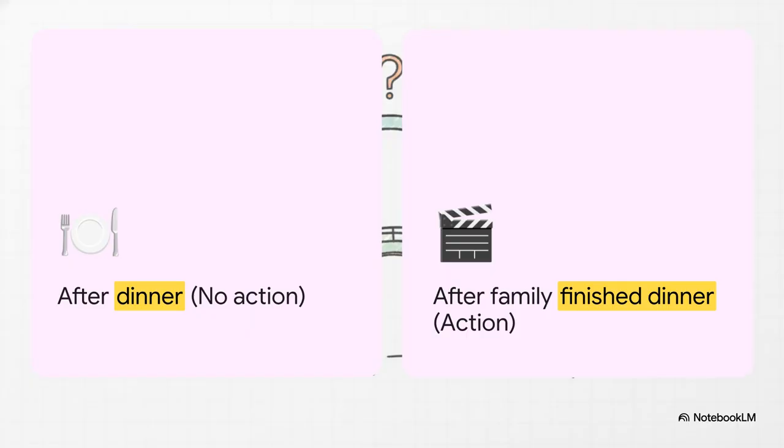I want you to imagine two movies playing on a giant screen. Movie 1 is called After Dinner. If you try to watch this movie, well, there's no action, it's just a time on a clock. Kind of boring. That's a phrase. But look at movie 2, After the Family Finished Dinner. Now we have some action. We can literally picture the family sitting around the table, eating their food, wiping their mouths, and finishing their meal. Because there is an action word in there, finished, this group of words is a clause.